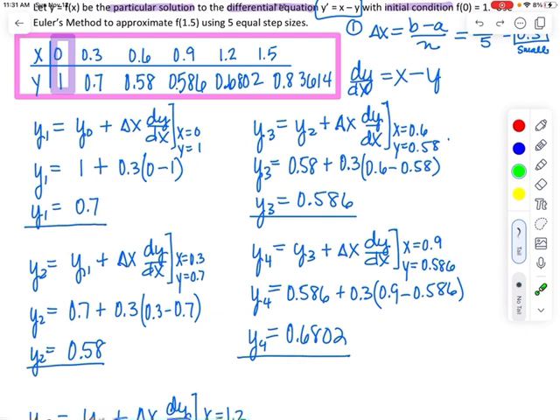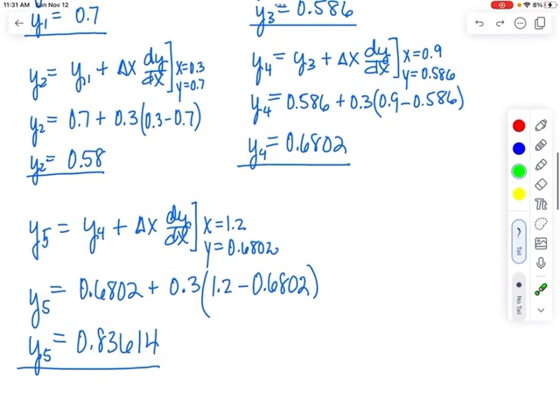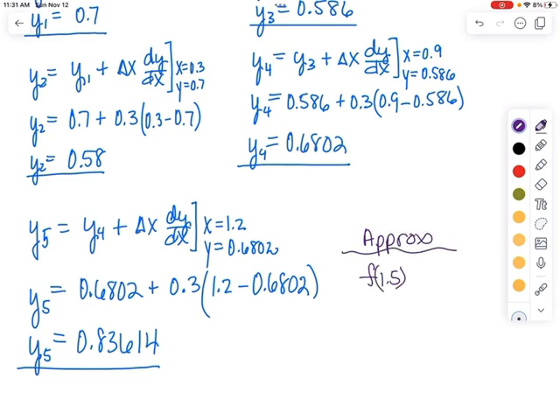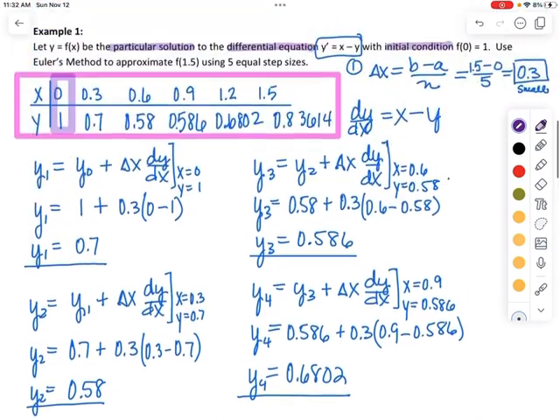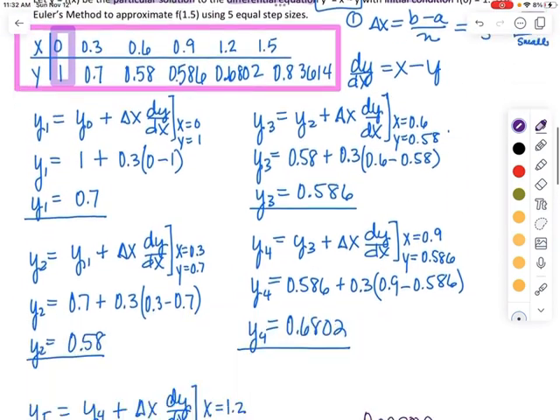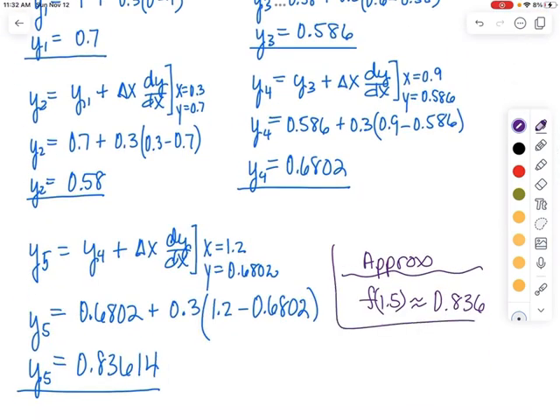If you were on the AP exam, you would probably say the approximation for f of 1.5 is approximately 0.836. I think that would be it. Okay, and there you have it.